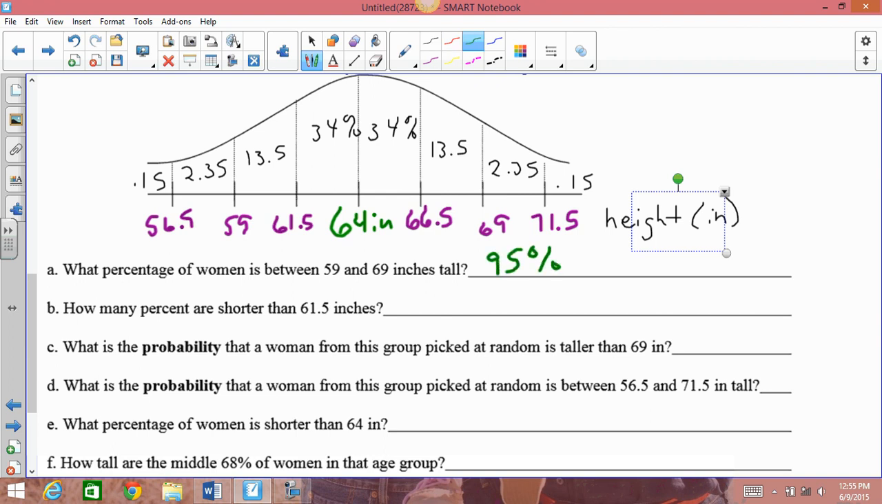Another way to look at it is that 59 is 2 standard deviations below, 69 is 2 standard deviations above. That's part of your rule. 95% of your data is between 2 above and 2 below.